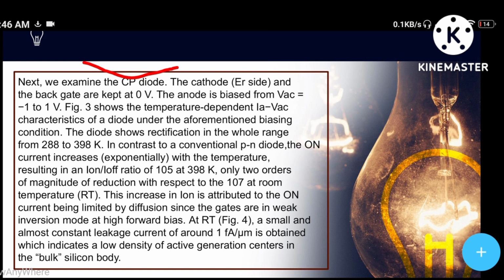At RT, a small and almost constant leakage current of around 1 femtoampere per micrometer is obtained, which indicates a low density of active generation centers in the bulk silicon body.